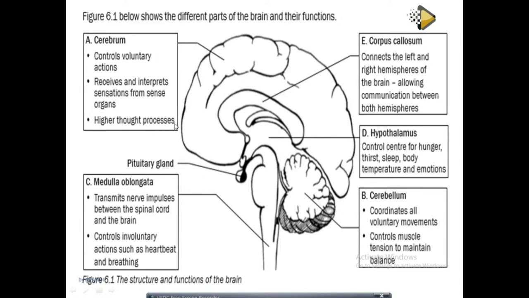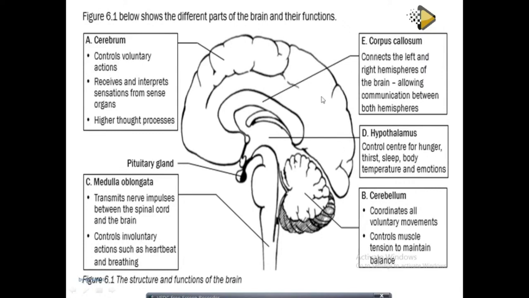Then there is also a higher thought process. It's a center for higher thought processes. What are the higher thought processes? We have memory, judgment, and reasoning. So if you have any problem with any of those three processes, then it means that your cerebrum is having some problems.